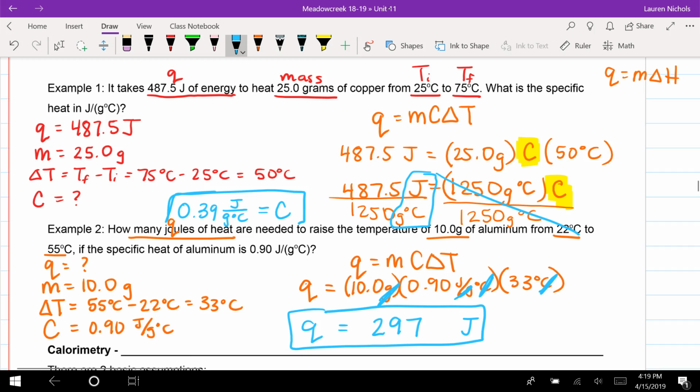And so we can do all of these practice problems, and there are several problems on the back of your packet that you can work on to practice this type of calculation.